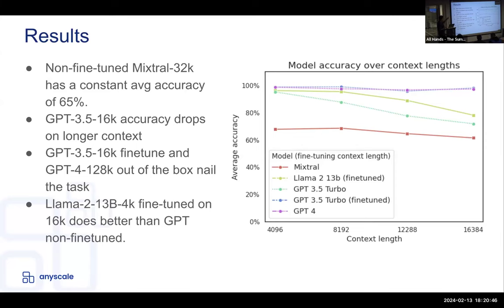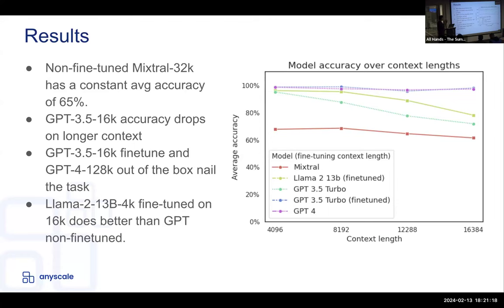We then took these data sets and trained a GPT 3.5 Turbo on them, and saw that GPT 3.5 after training on this data set can fully solve this task. It's as good as GPT-4, which supports up to 128K. And we wanted to make the same story happen for open source models, especially for models that don't even support up to 16K.